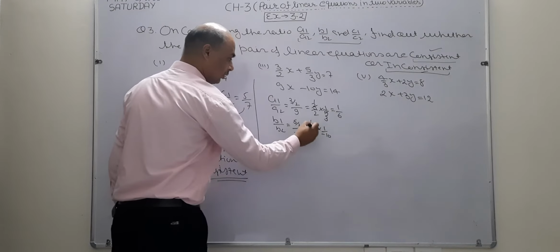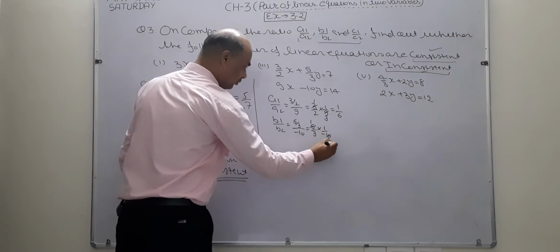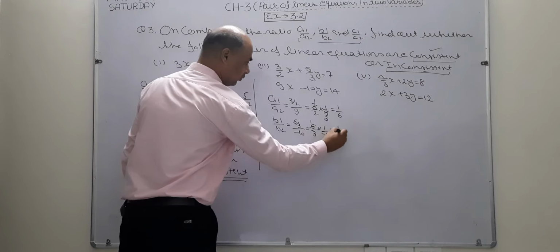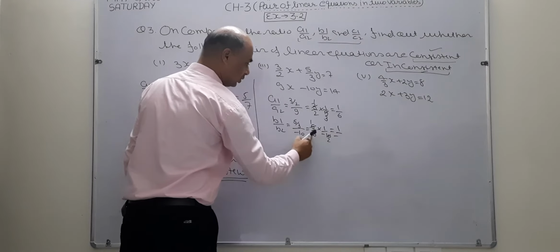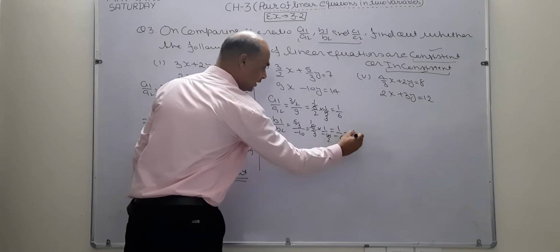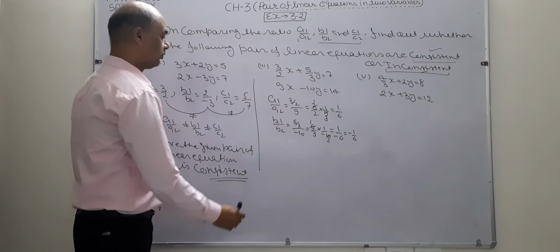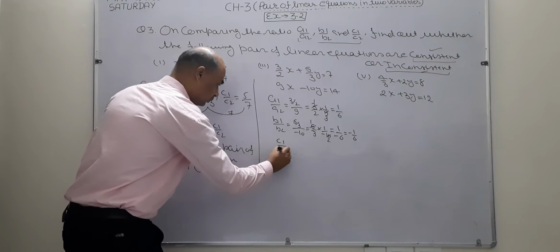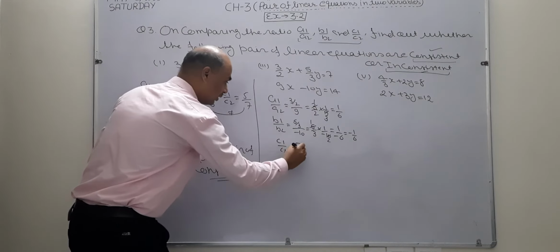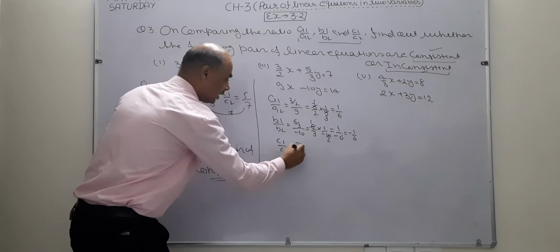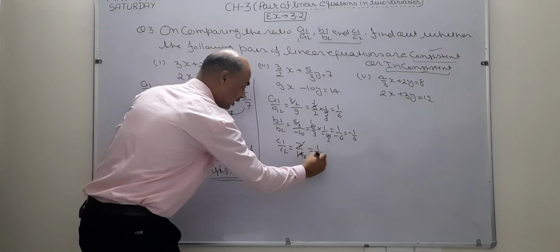Minus 10. 5 1 is 5, 5 2 is 10. Now 1 plus minus, minus 2 3 is 6. It becomes minus 1 by 6. Okay, now I am going to find its constant terms ratio C1 by C2. What is the constant term? C1 is 7, C2 is 14. 7 1 is 7, 7 2 is 14. This becomes 1 by 2.